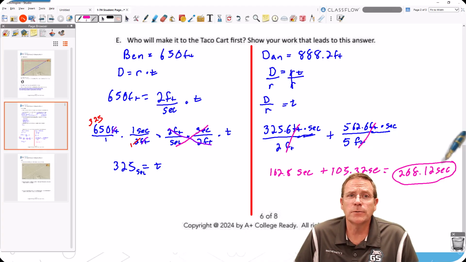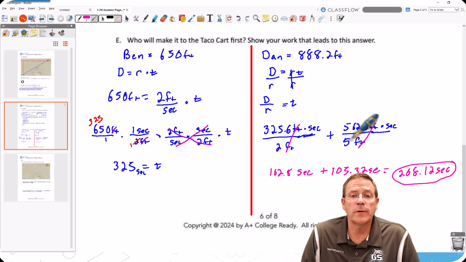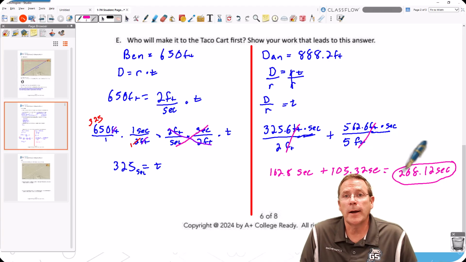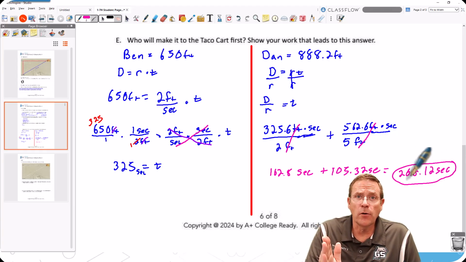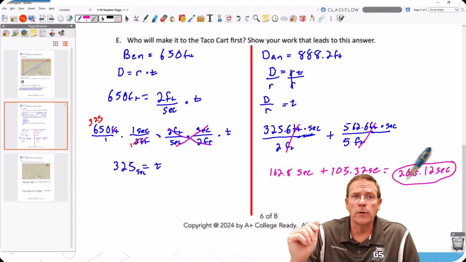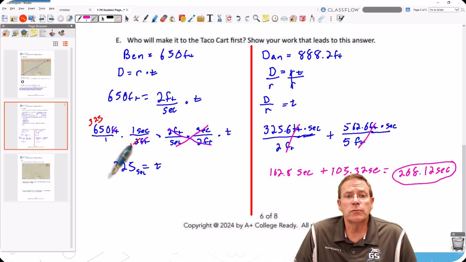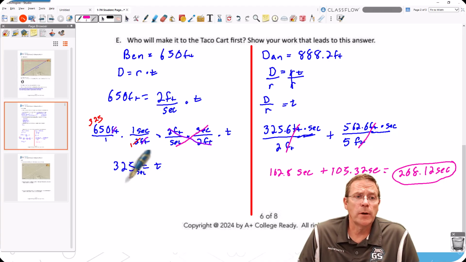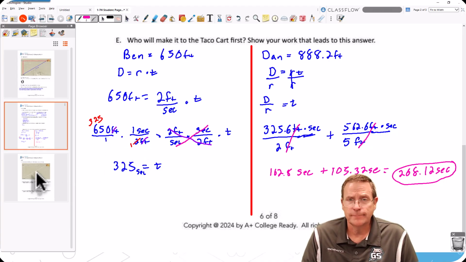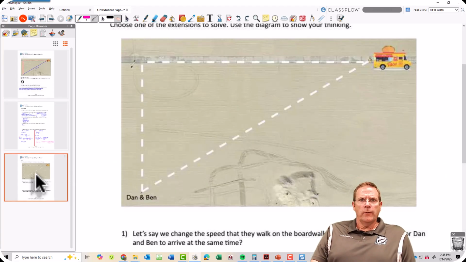So in the end, who was the actual faster person? The faster person, I'm sorry, not Ben, Dan. The faster person is going to be Dan, who traveled the distance in 268 seconds by going the farther distance up and then over. Meanwhile, Ben trudged through that sand all 650 feet of it, and it took him 325 seconds to do it.